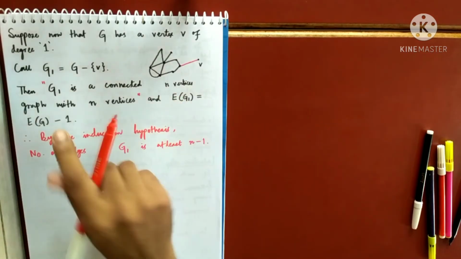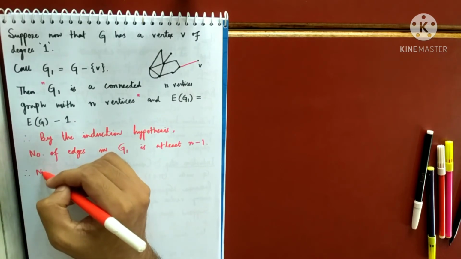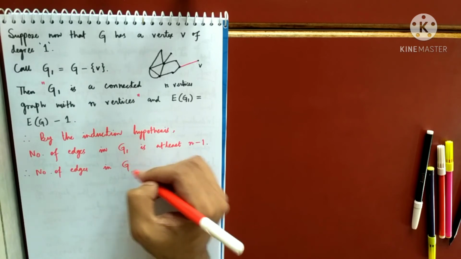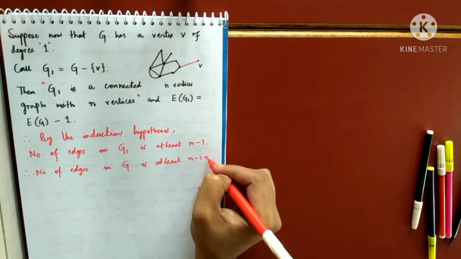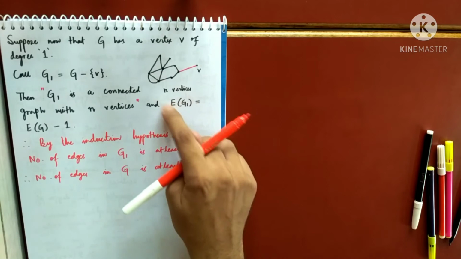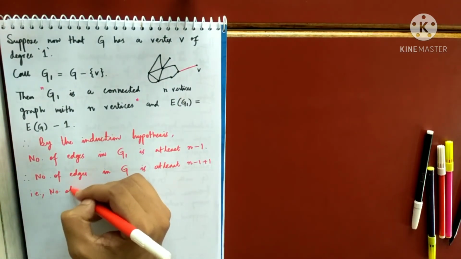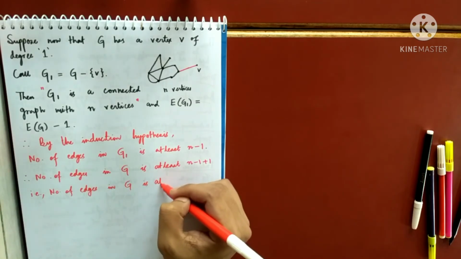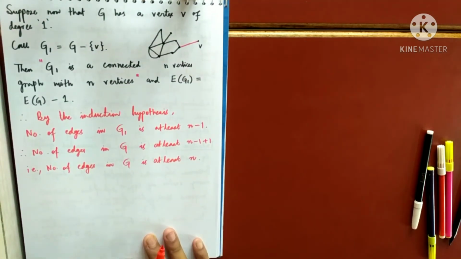And use this fact. So the number of edges in G will be 1 more than this. Therefore, the number of edges in G is at least n minus 1 plus 1. You can see from here, the number of edges in G is, you can send that 1 there, so the number of edges in G is at least n. So we are done with the proof, right? It is at least n.